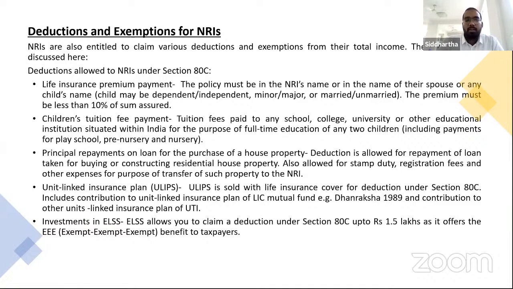Next is unit linked insurance plans. If you invest in such insurance plans given by LIC or other insurance companies, you can claim exemption under 80C. Next is equity linked savings schemes. You can also claim deduction through investment in equity linked savings schemes.